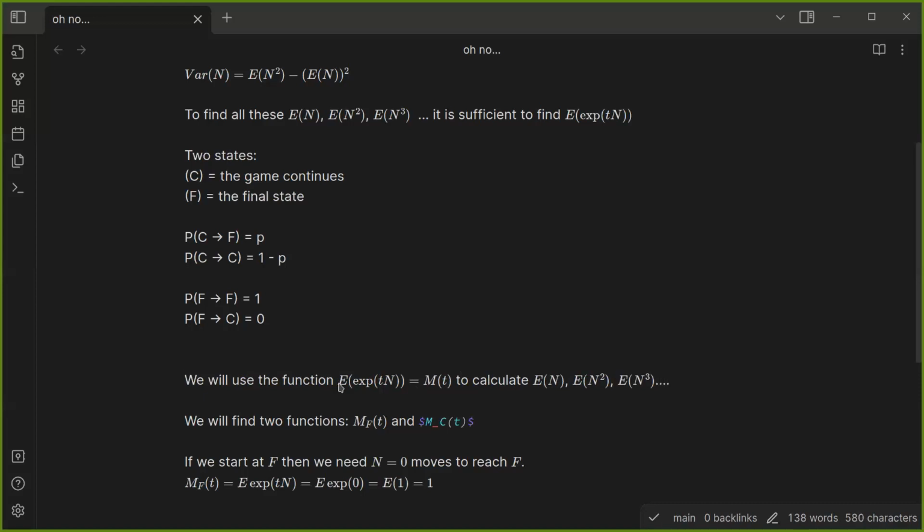And I consider two versions of this function. The first one, the simplest one, assumes that we start at the final node. The second one, the right one, the function we actually need to find, assumes that we start at the node C. Okay?